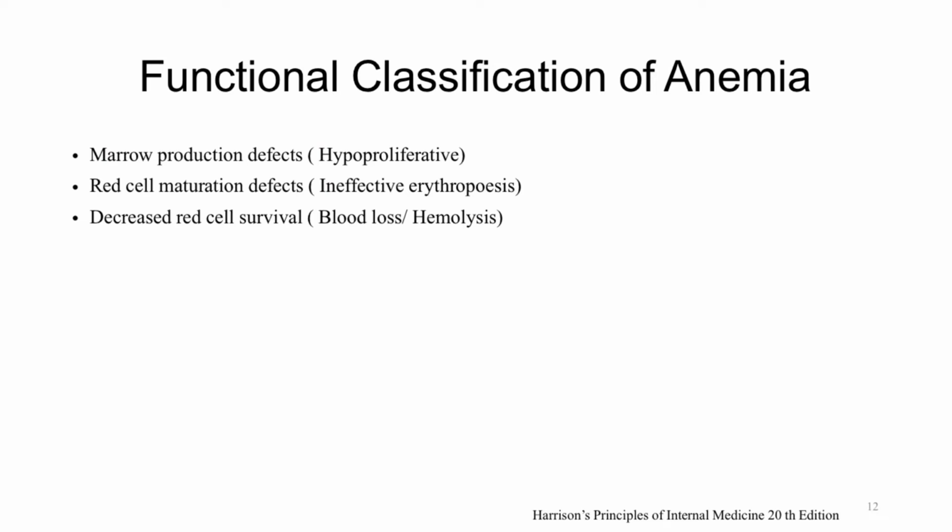Functionally, we can classify anemia based on production defects, maturation defects, or survival defects of the RBCs. If there are marrow production defects, then we will have a hypoproliferative bone marrow. If red cell maturation defects are there, we call it ineffective erythropoiesis. And if the patient has a history of blood loss or hemolysis, it will be shown by decreased red cell survival.